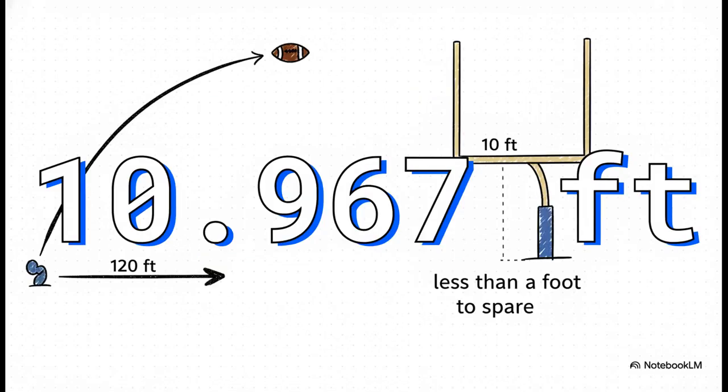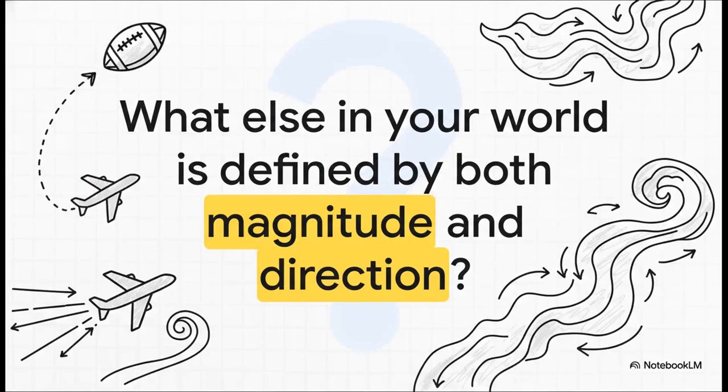Okay, so first, we use the horizontal equation to figure out when the ball gets to the goalpost. A little bit of math tells us it takes 2.61 seconds to travel those 120 feet. Now, for the moment of truth. We take that exact time and we plug it into our vertical equation to find out the ball's height at that very moment. And the answer is 10.967 feet. The crossbar is 10 feet high. He clears it by less than a foot. The kick is good.